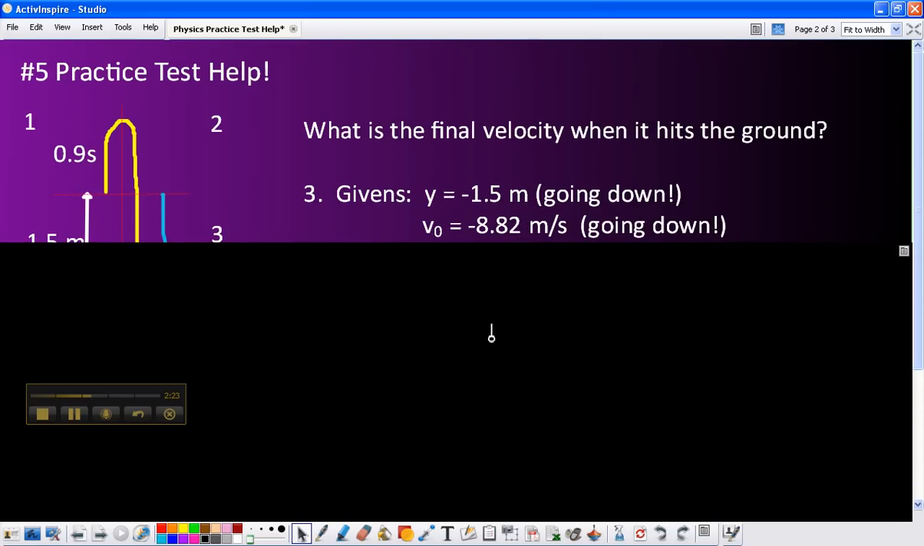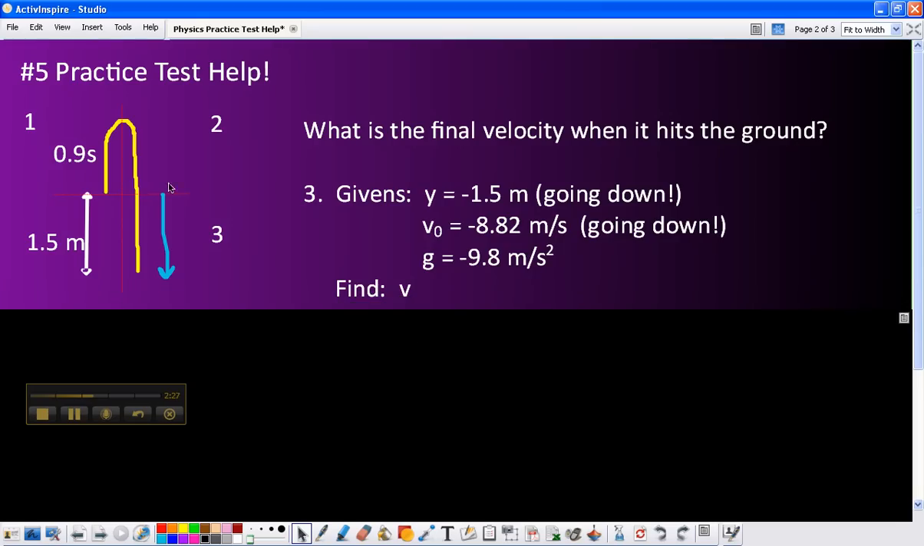Okay, here we go. It wants us to find the final velocity when it hits the ground. So we're going to be operating over here in section 3, from where we left off at the original point all the way down to the ground. Stuff that I know: my height is 1.5 meters and that's going down, so I really need to make sure that's a negative right there. That's really important. If you got this problem wrong, that's probably your mistake.